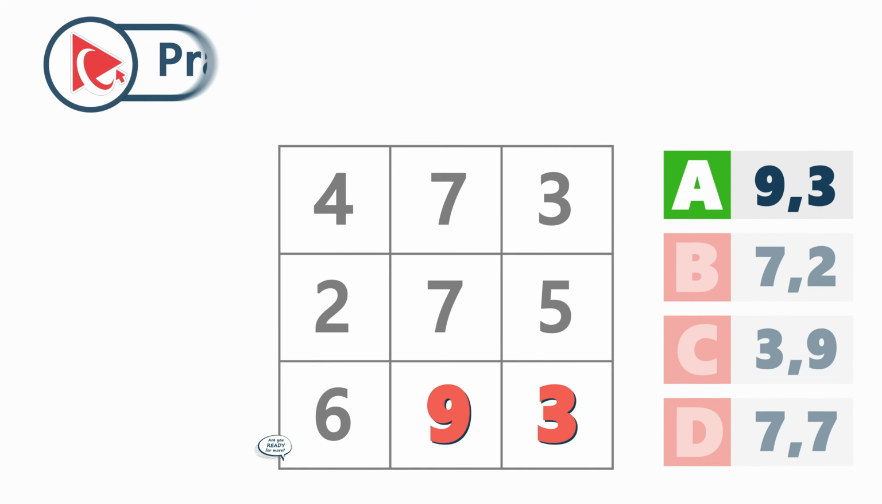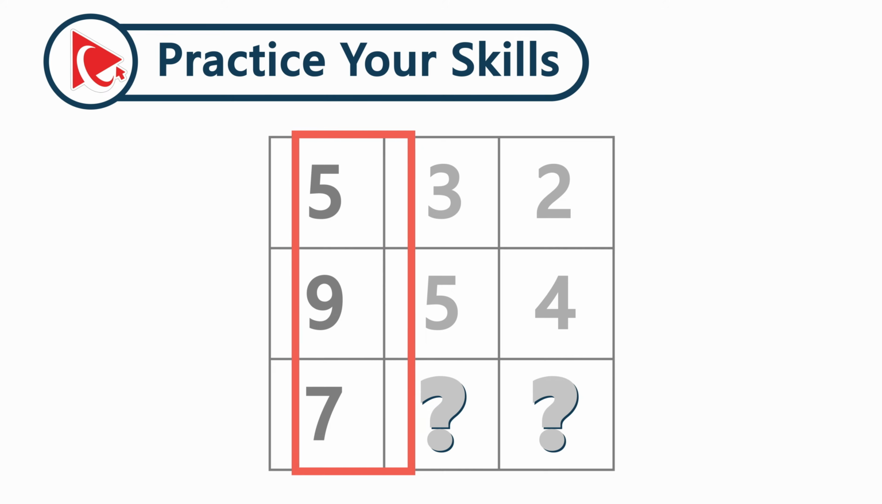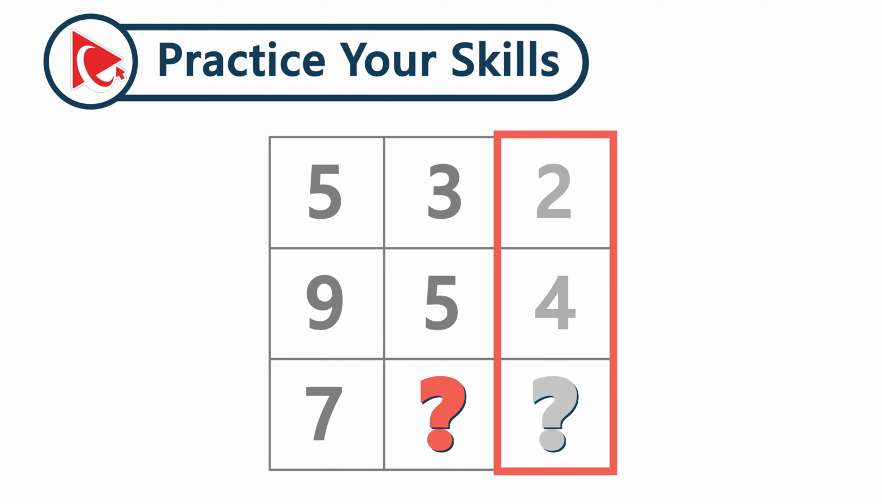Here's the question for you to answer. You're presented with a 3x3 matrix, which has 3 columns and 2 missing numbers. The numbers in the first column are 5, 9, and 7. Numbers in the second column are 3, 5, and then comes the first missing number. And then the third column has numbers 2, 4, and then comes the second missing number.